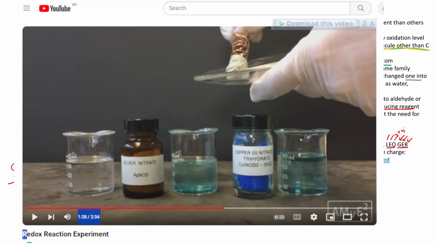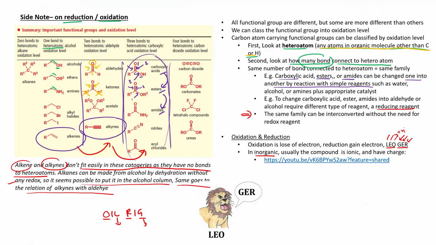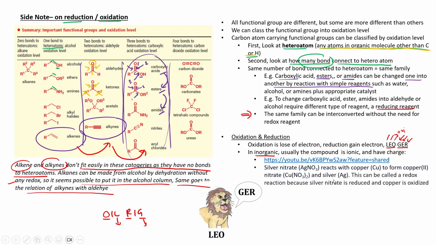Okay, so let me go back to this. So that is this YouTube video. I put the link there, you can open it to look further. And then this silver nitrate reacts with copper to form copper nitrate and silver, and so on. This is basically what we have seen before.